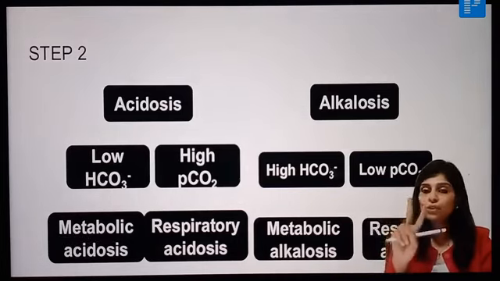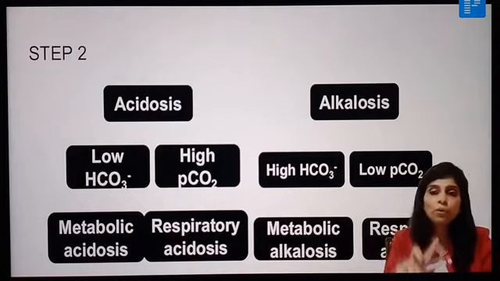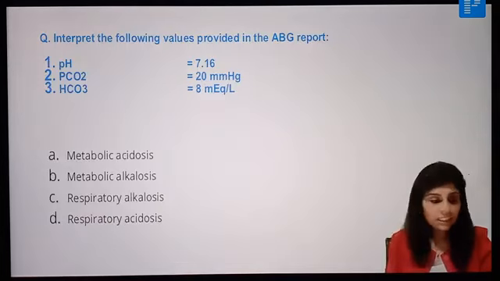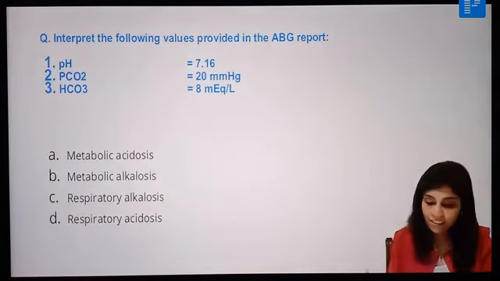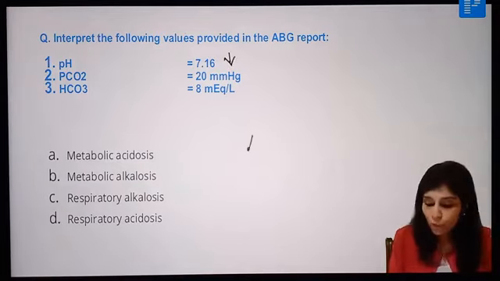If you follow these two steps, you will clearly understand whether a person has got metabolic or respiratory, whether a person has got acidosis or alkalosis. Okay. Now look at these values. All of you tell me the right answer. What is the pH here? The pH here is low. So we know it is a case of acidosis.